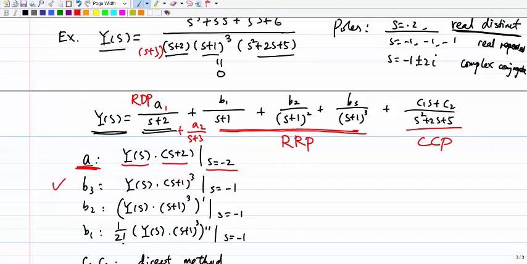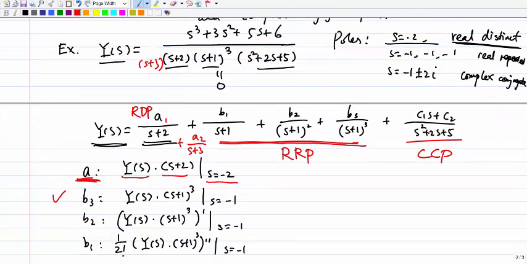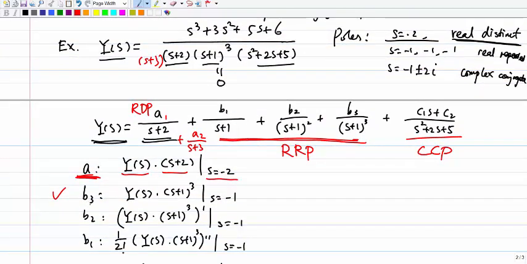This is the general case I mentioned over here. Now this is the general case for how you solve for the values. For b3, you just do y(s) times s plus 1 to the cube, and then evaluate at s equal to negative 1. For b2, you do y(s) times s plus 1 to the cube again, but you take a derivative and you set s equal to negative 1.